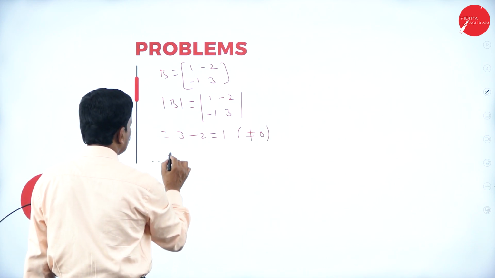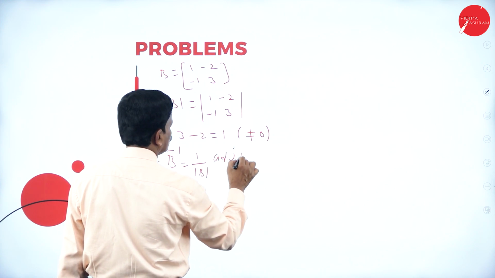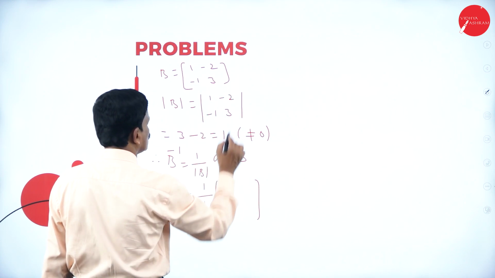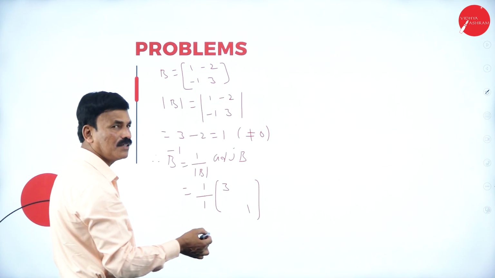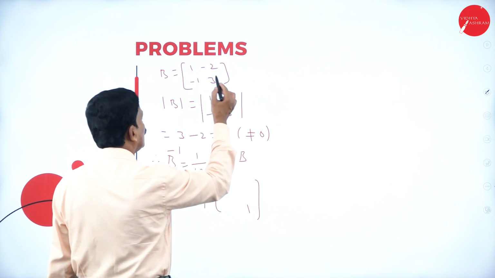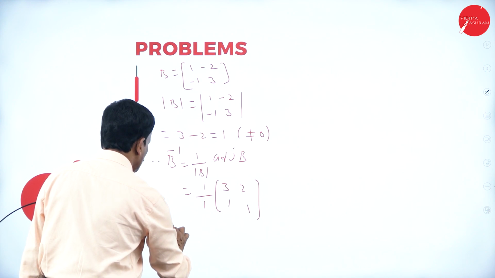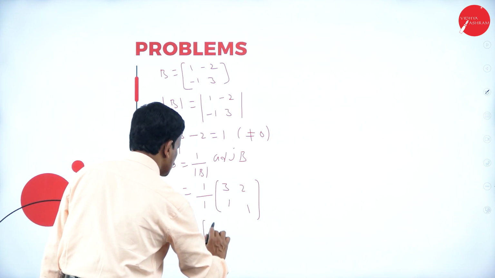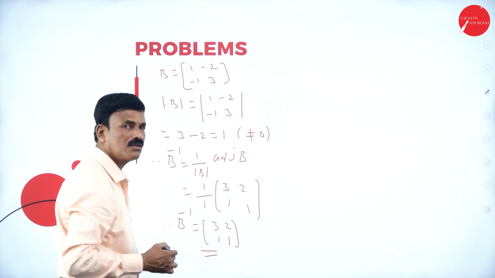Now therefore B inverse is equal to 1 over determinant of B into adjoint of B. 1 over determinant of B is 1 into adjoint of B. Just interchange the diagonal elements. 1 and 3 becomes 3 and 1. And changing the sign, -2 becomes +2 and -1 becomes +1. So therefore B inverse is equal to 1 by 1 is 1 into any matrix is equal to the same matrix, 3, 2, 1, 1. This is inverse of B.